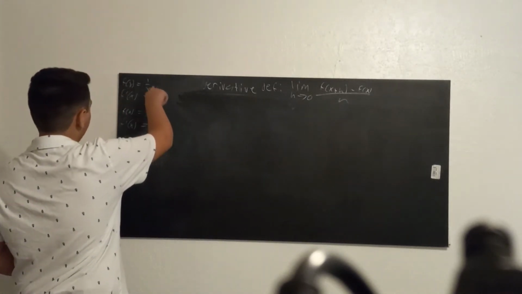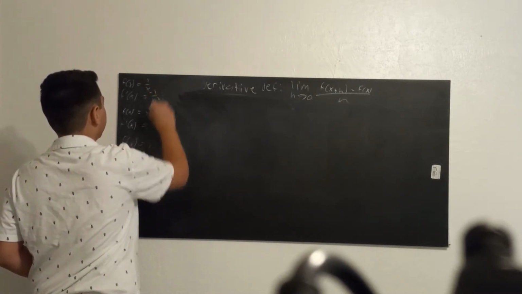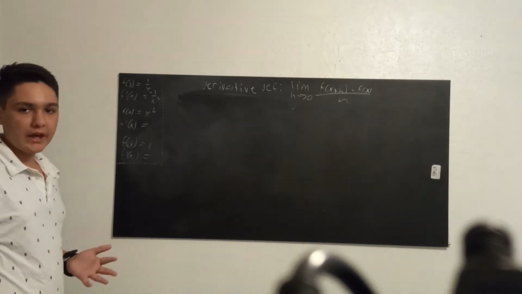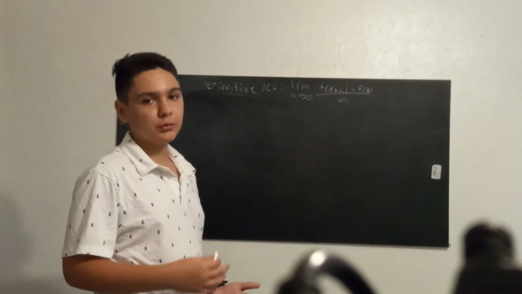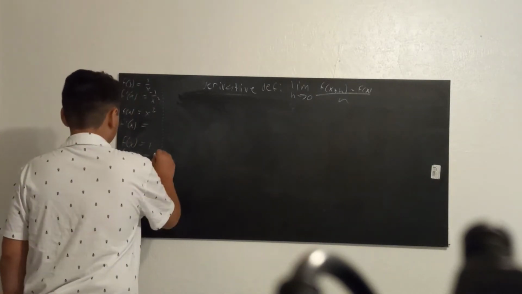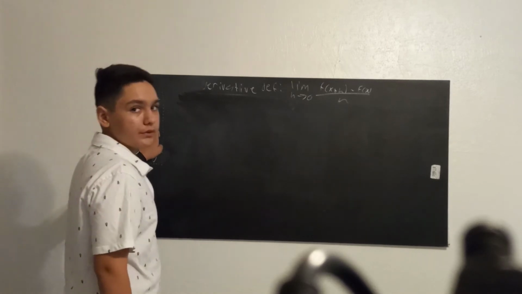So the derivative of 1 over x is negative 1 over x squared. The second one, x squared, we're going to skip because we're going to derive that using this equation before getting to the rules. And then f of x equal to 1, that's just 0. Right? So now let's derive this problem.